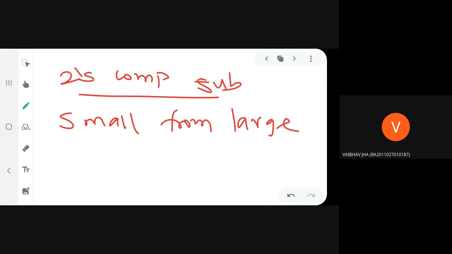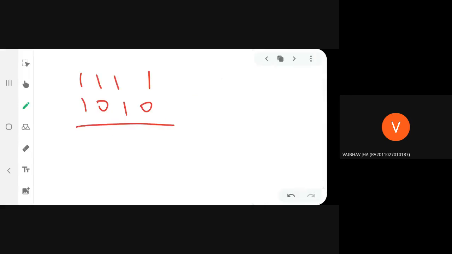Okay, next we will learn how to do the binary subtraction operation with the help of two's complement. Again we will take the two cases: what if the numbers are small from large and large from small? First case, small from large. So you are given two numbers again. Which one is small and which one is large? First one is large, second one is small.